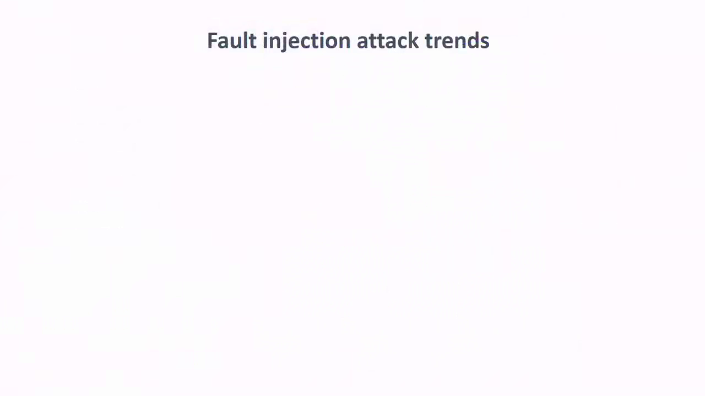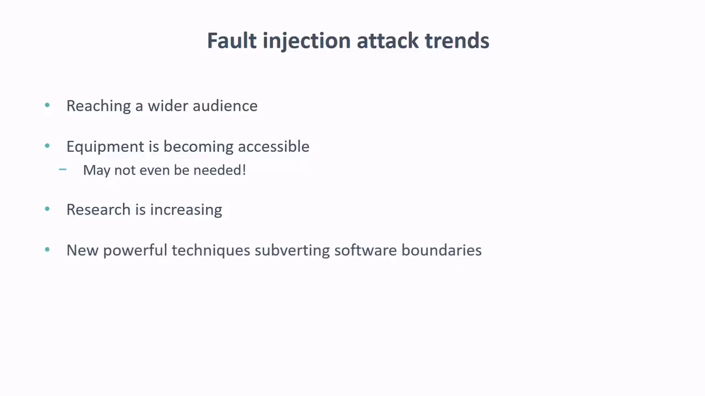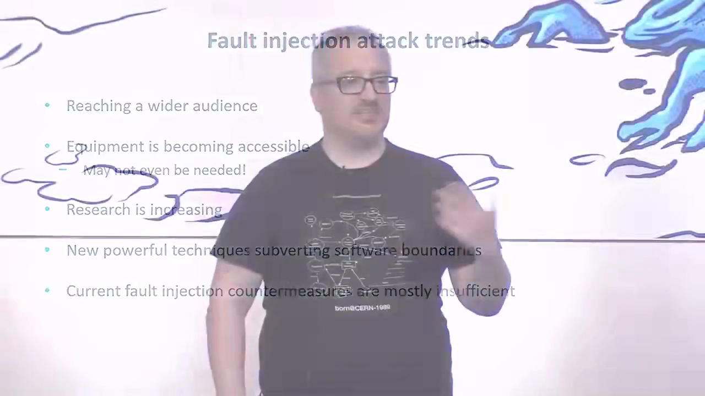We are going to finish our presentation by saying that these attack trends from fault injection are actually reaching a wider audience. The equipment has become more accessible, research is increasing, but also the techniques that we are discussing here allow to completely subvert software security boundaries, which seem to be completely secure from a software point of view. The currently used fault injection countermeasures that are devised by academia or in general, at least from a software point of view, the software-based ones are not effective or are mostly insufficient.